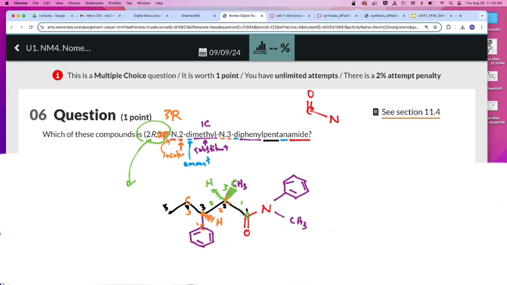Instead of the hydrogen being dashed, the hydrogen must be wedged. So I start with the easiest guess for me. If I'm wrong, flip it. That's all I got to do.